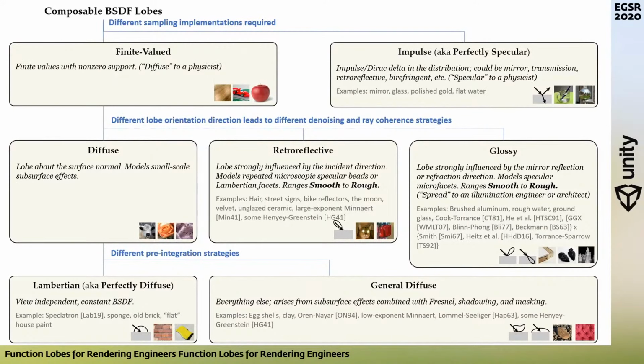So the space of all composable BSDF lobes, when we have to branch on the sampling implementation, we name the perfect mirror and related cases impulse or perfectly specular, and we name everything else finite valued. When we have to branch on lobe orientation for clustered-together distributions, we say it's retroreflective if it's strongly influenced by the incident direction, glossy if it's strongly influenced by the mirror direction or the refraction direction, and we call everything else diffuse. And finally, when we have different pre-integration strategies, we call Lambertian or perfectly diffuse the view-independent constant BSDF case, and then everything else is just general diffuse, which is subsumed by the diffuse category.